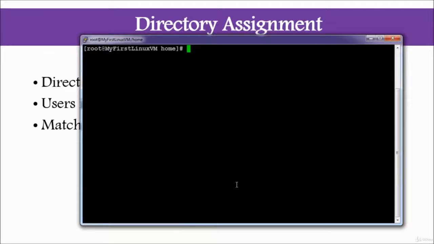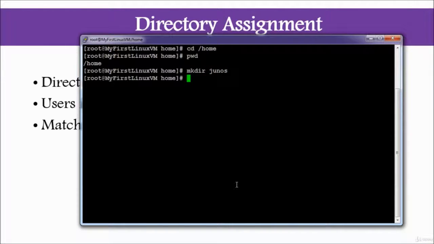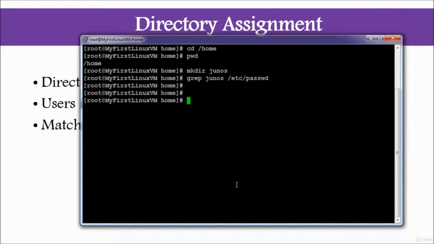First of all, go into the /home directory and create a user directory called Junos. Junos is a directory name I picked because I do not have Junos in my /etc/passwd. You see, nothing came up. It means this user does not exist. So if my script works the way I want it to, it should complain, hey, Junos is a directory in /home and that directory does not belong to any user in /etc/passwd. I want to know that. Okay, so how do we do that? Let's get into a script.